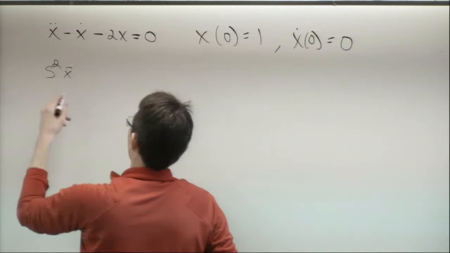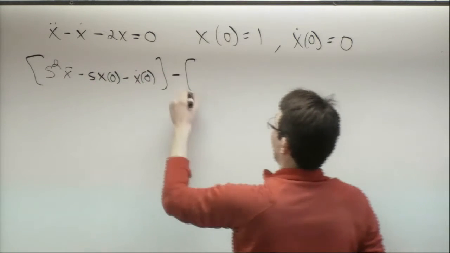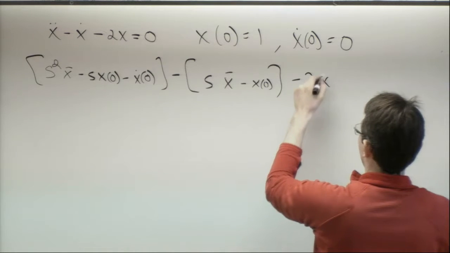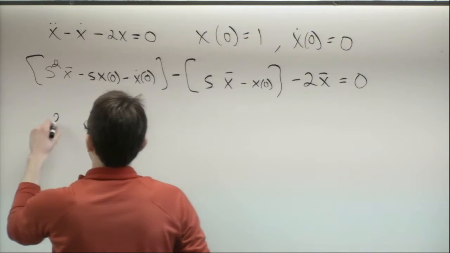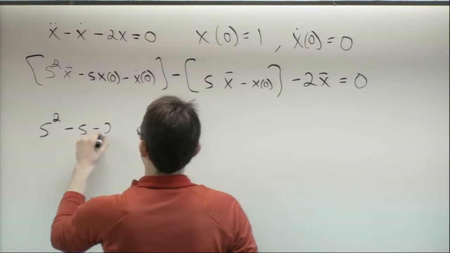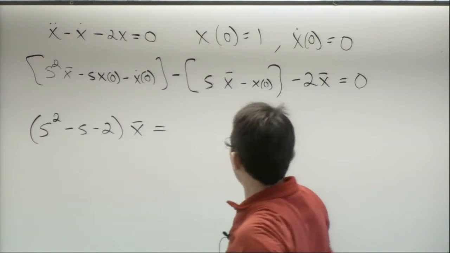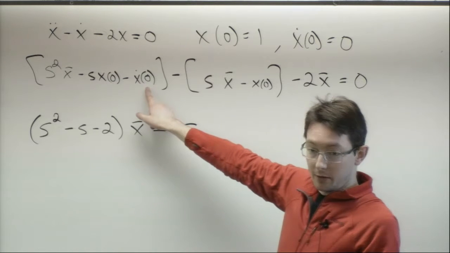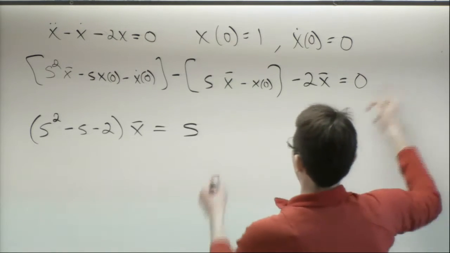So I get s squared x bar minus s x naught minus x dot naught, minus s x bar minus x naught. If I mess up, please tell me. Minus 2x bar equals 0. Okay, next step. Collect all of my x bar terms, my solutions, on one side. So I have s squared minus s minus 2 times x bar. And all of my initial conditions I'm going to bring over to the right-hand side. So that equals plus 1 times s; x dot is 0. This initial condition is 0, so I'm just going to forget about it. And then minus 1, when I subtract it over, gives me a minus 1.